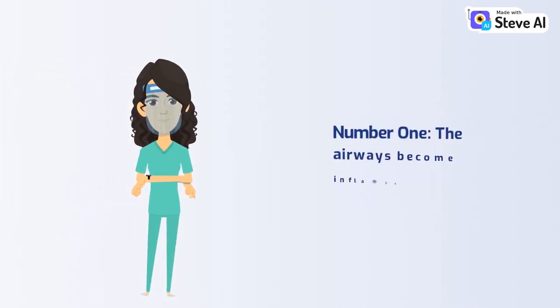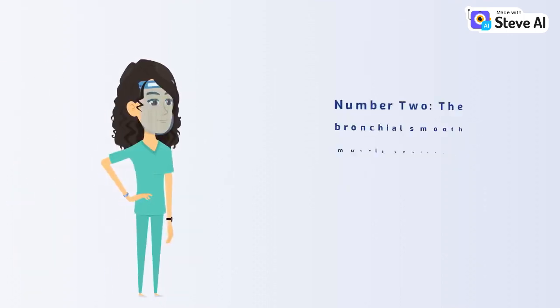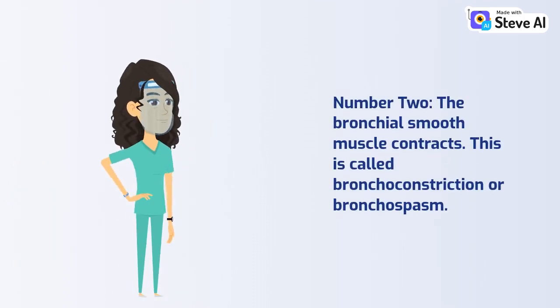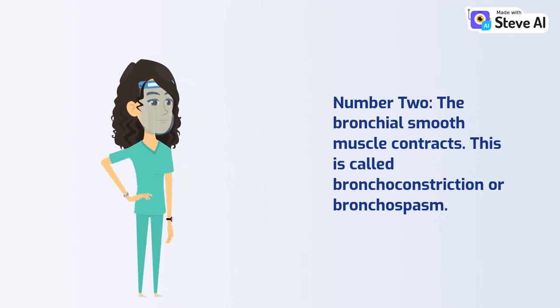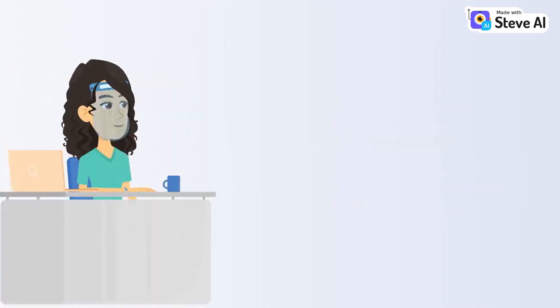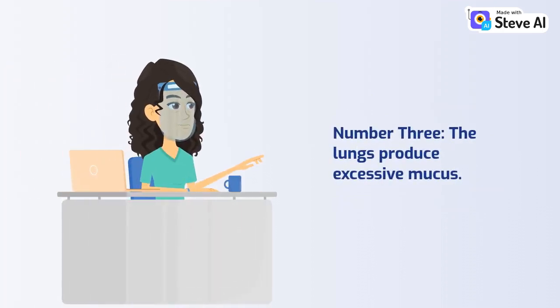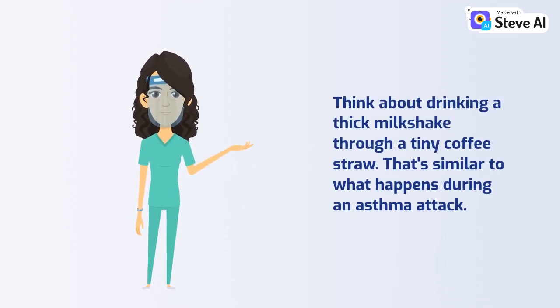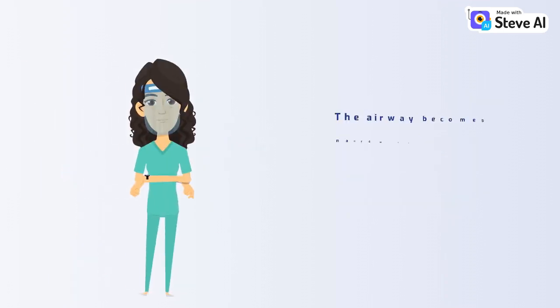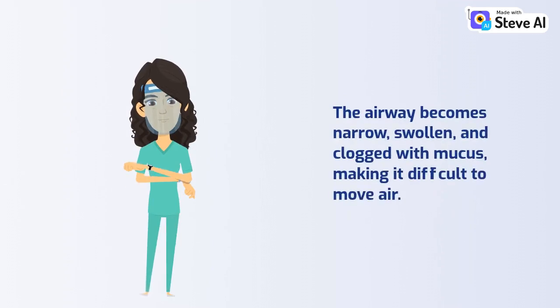Pathophysiology. For the NCLEX, remember that 3 things happen during an asthma attack. Number 1, the airways become inflamed. Number 2, the bronchial smooth muscle contracts. This is called bronchoconstriction or bronchospasm. Number 3, the lungs produce excessive mucus. Think about drinking a thick milkshake through a tiny coffee straw. That's similar to what happens during an asthma attack. The airway becomes narrow, swollen, and clogged with mucus, making it difficult to move air.